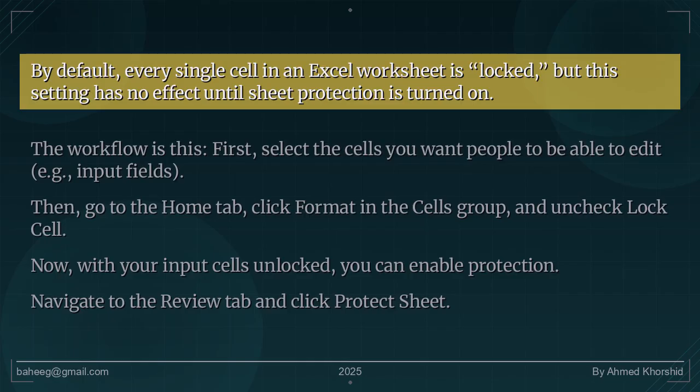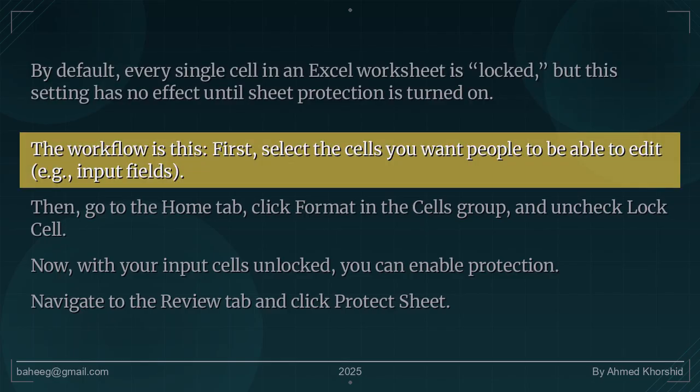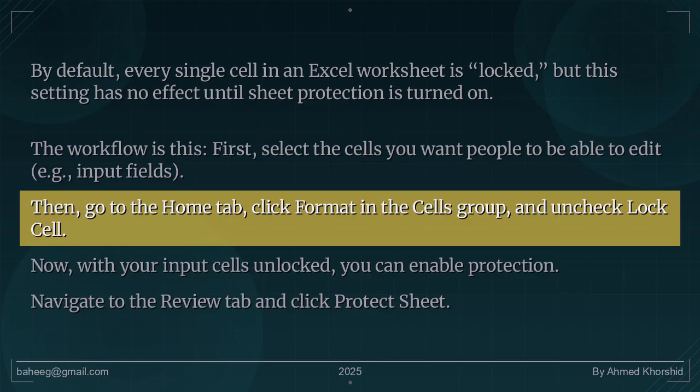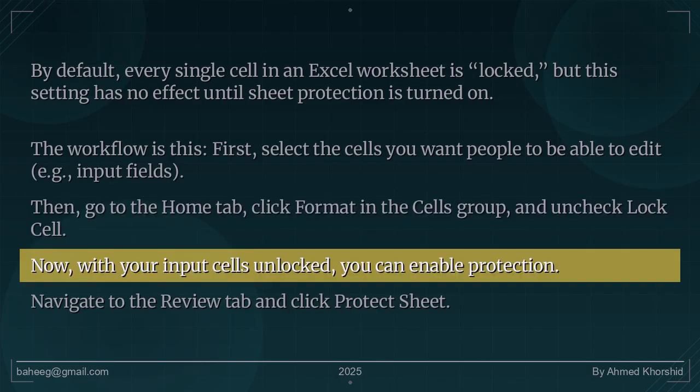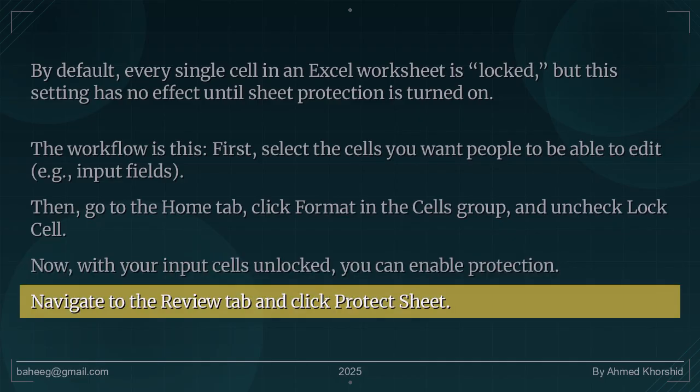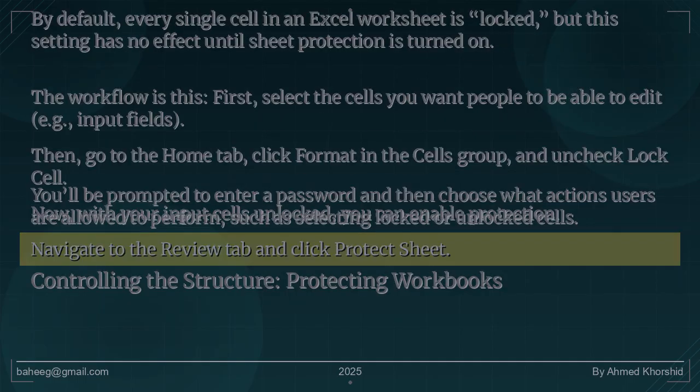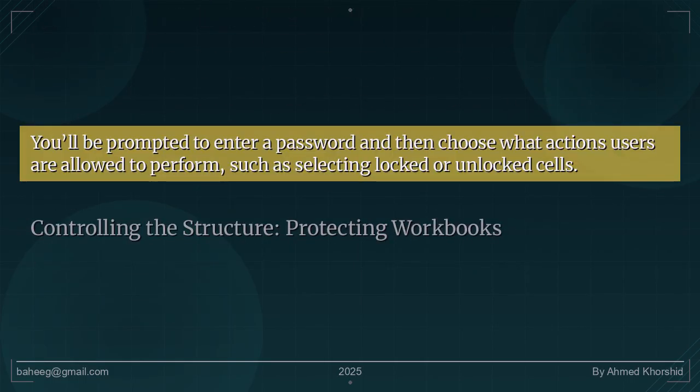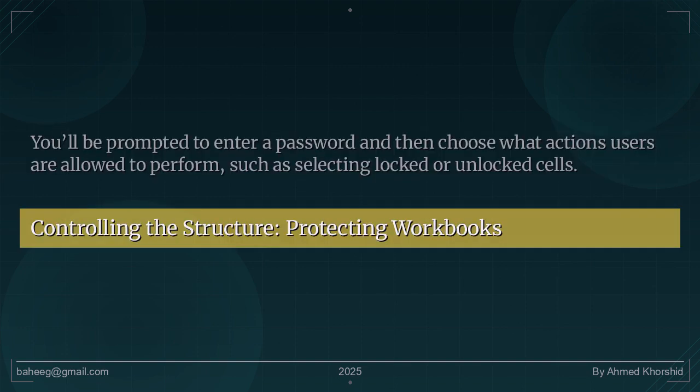The workflow is this: first, select the cells you want people to be able to edit, e.g., input fields. Then, go to the Home tab, click Format in the Cells group, and uncheck Lock Cell. Now, with your input cells unlocked, you can enable protection. Navigate to the Review tab and click Protect Sheet. You'll be prompted to enter a password and then choose what actions users are allowed to perform, such as selecting locked or unlocked cells.